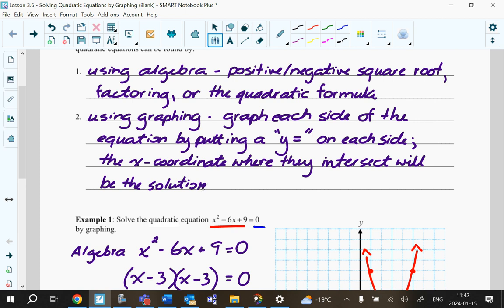That's how we solve by graphing. We're going to see a little bit more of this in grade 12, where we use it to solve really any type of equation, not just quadratic equations. Okay? So let's look at a couple more examples, because I think it helps us to revisit how to graph.